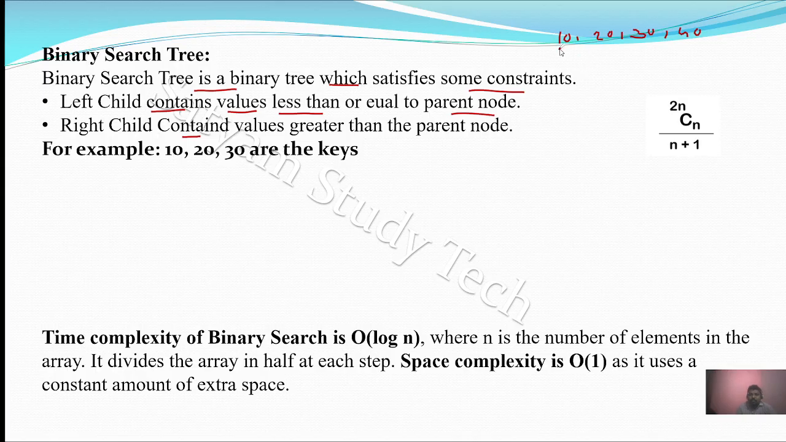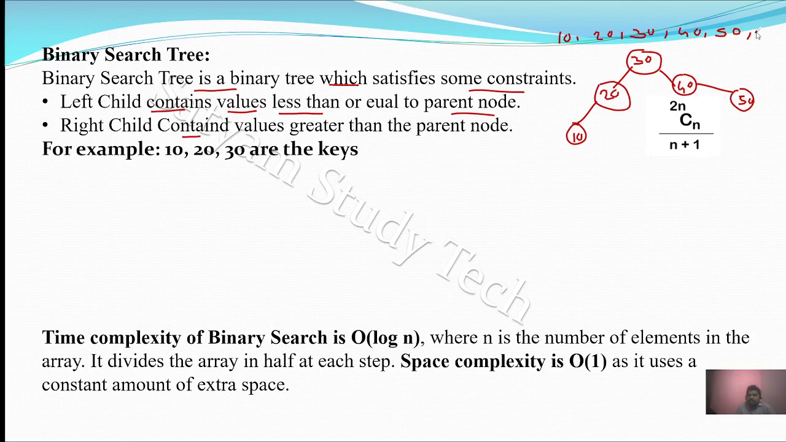For example, what is a binary search tree? Here the left child contains a value less than or equal to the parent node, and the right child contains a value greater than the parent node. For example, here there are 5 keys, so I consider 30 as the root node. What are the values on the left side? Here 20 and 10 are smaller, so they go to the left of it. Then I consider 40 to the right of 30, and 50 to the right of 40. Here this is a binary search tree.